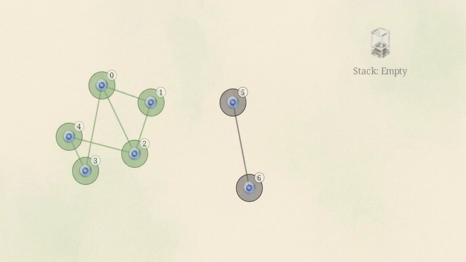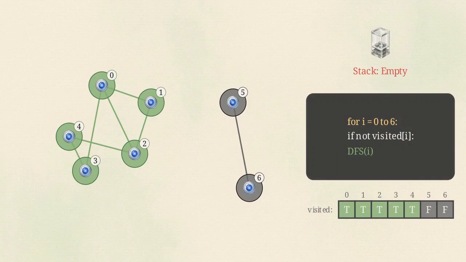This method works perfectly for a connected cluster, but once the initial call stack completely empties out, the search stops. If there are other disconnected nodes lurking in the network, they will be left entirely unexplored. To catch these stragglers, we wrap our DFS in an outer loop, iterating through every single vertex in the graph. It checks 0 through 4, sees they are already green, and stops on index 5. Finding an unvisited node here triggers a brand new, independent DFS operation, sweeping through and marking the remaining isolated nodes.